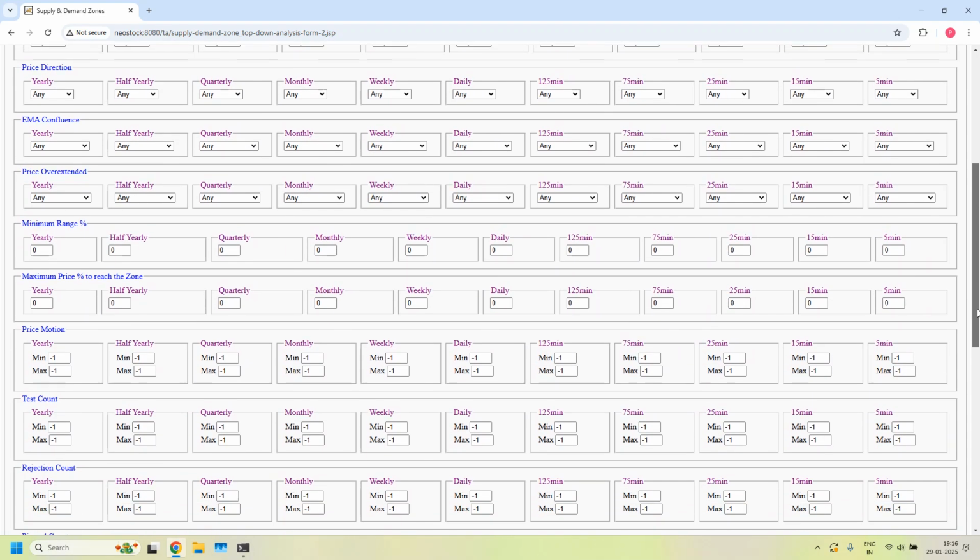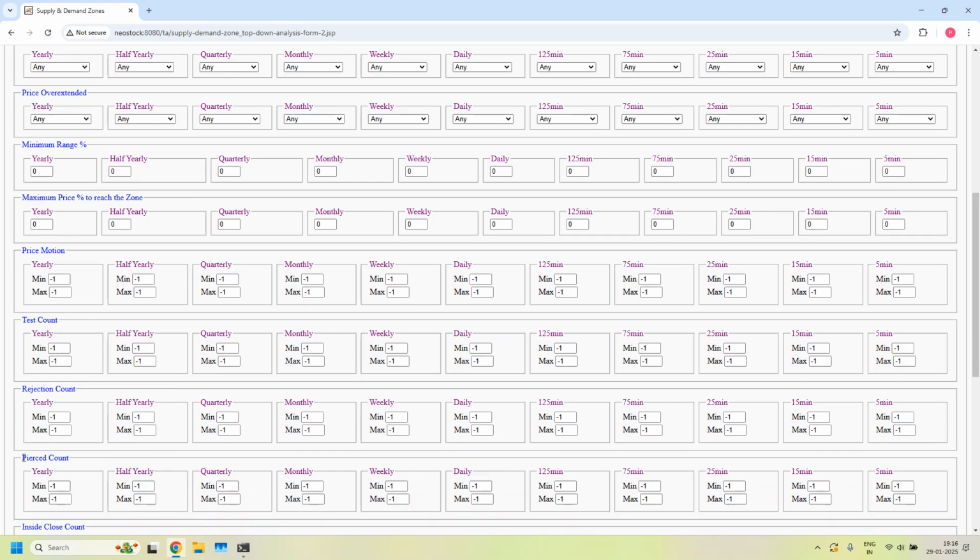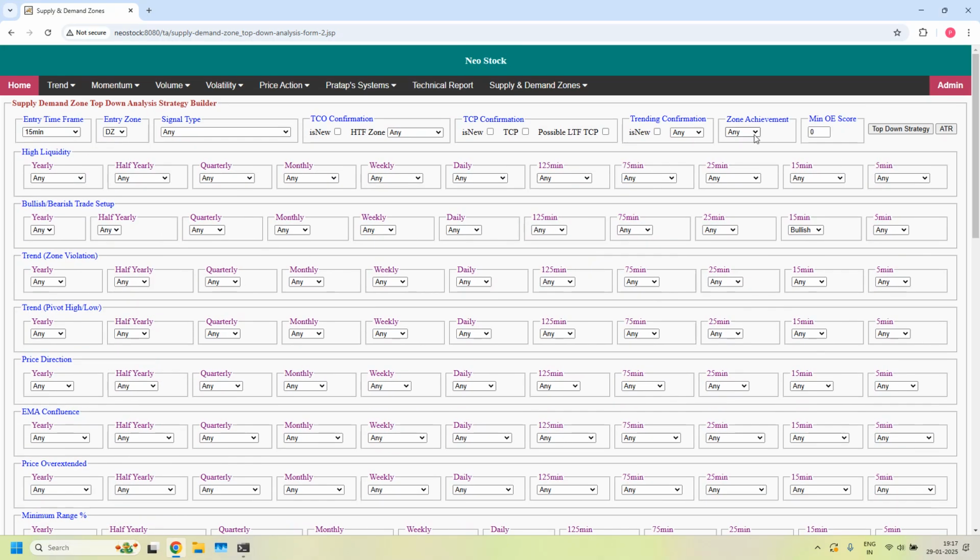So that's why in the pierced count parameter, here we have that parameter. In this entry time frame 15 minutes, I need to set minimum value 0, maximum value 0. That means the zone is not pierced. Second filter, zone achievement should be violated opposing zone. Third filter, minimum odd enhanced score should be 12. And all three filters are applied to the 15 minutes demand zone.